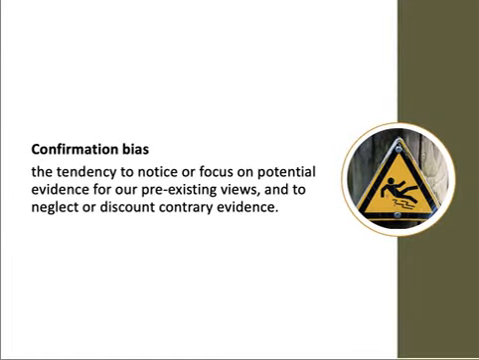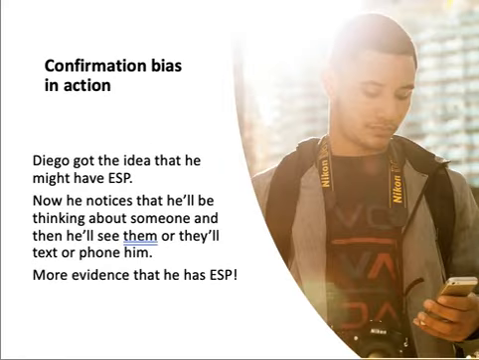Okay, now finally, there's something called confirmation bias, which is a tendency to notice or focus on potential evidence for our pre-existing views and to neglect or discount contrary evidence. Okay, so this is related to stubbornness, but it's also related to a final thing of how motivations can influence our reasoning. Okay, so here's an example of confirmation bias. Diego has the idea that he has ESP. ESP is the ability to read minds. So this guy has, for some reason, started to believe that he has this special ability.